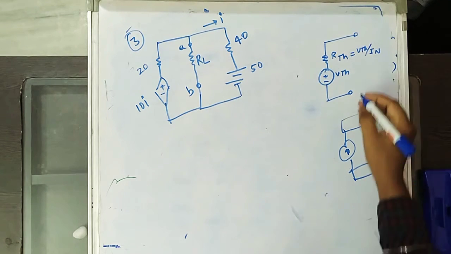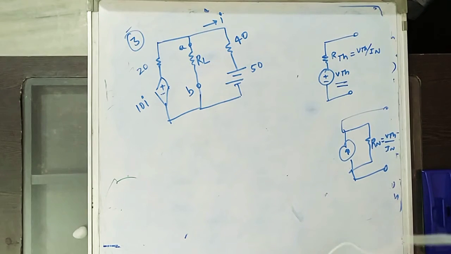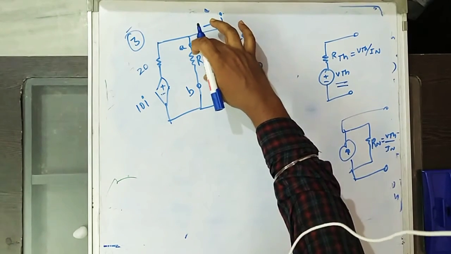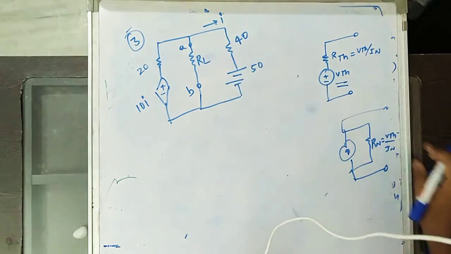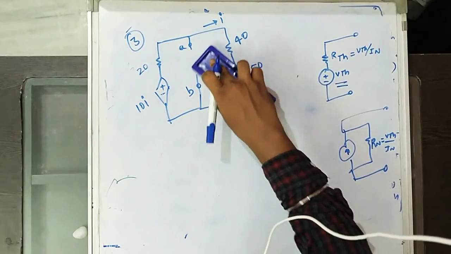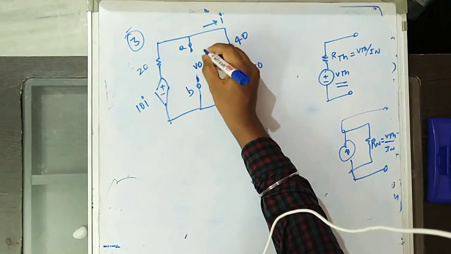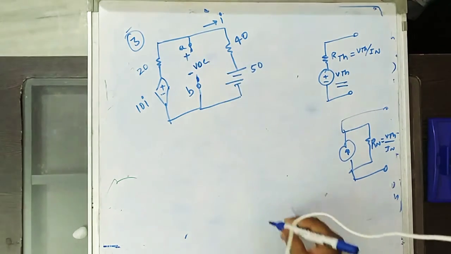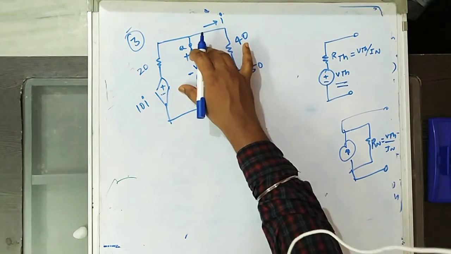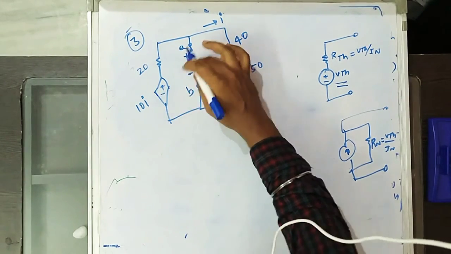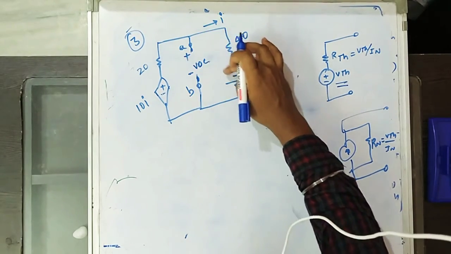To find V Thevenin, the Thevenin equivalent across the AB terminal, we first find the VOC, so we will open this load terminal here. This is VOC. After opening this RL load, we have one complete loop here.